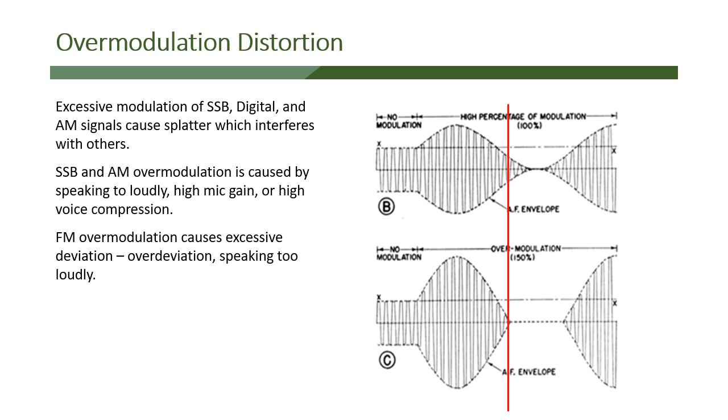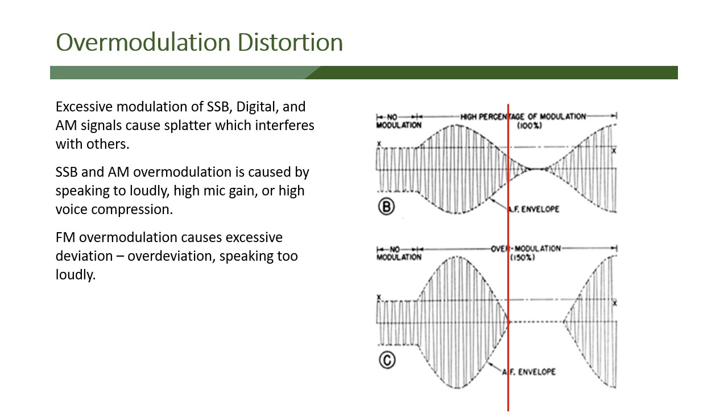And oftentimes, SSB overmodulation is caused by speaking too loudly, having a mic gain that's too high, or having a high voice compression. We won't get into details about what voice compression is, but just know that there is something called voice compression. Essentially it is a way of reducing the bandwidth of the voice signal, maintaining intelligence but putting more energy into less bandwidth. If that's up too high, you can have overmodulation.